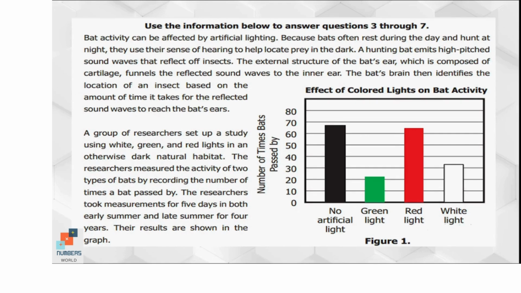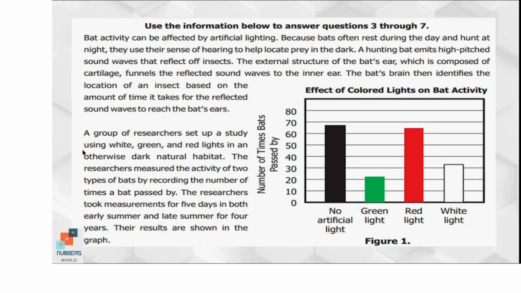Use the information below to answer questions 3 through 7. Bat activity can be affected by artificial lighting because bats often rest during the day and hunt at night. They use their sense of hearing to help locate prey in the dark. A hunting bat emits high-pitched sound waves that reflect off insects. The external structure of the bat's ear, which is composed of cartilage, funnels the reflected sound waves to the inner ear. The bat's brain then identifies the amount of time it takes for the reflected sound waves to reach the bat's ears.